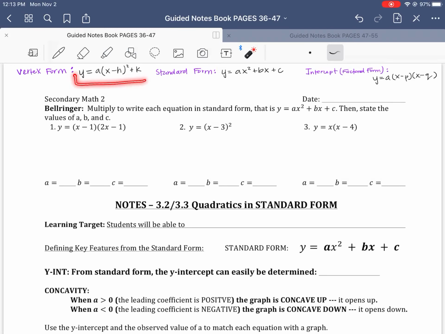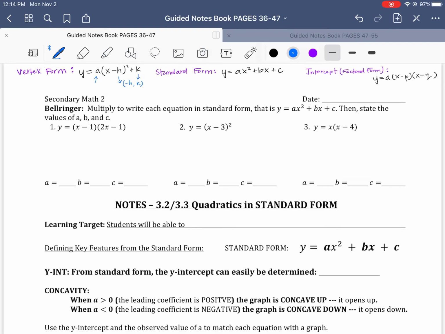Vertex form is the one that we just dealt with a little bit. It looks a lot like the absolute value. We like vertex form because when we're identifying parts of the function or key features, all we have to do is identify the vertex taken right from the opposite of h and this k value, and that gives us the vertex. Once we know the vertex, we know the axis of symmetry because it goes right through the x value of the vertex. We can figure out the range. So we really like vertex form.